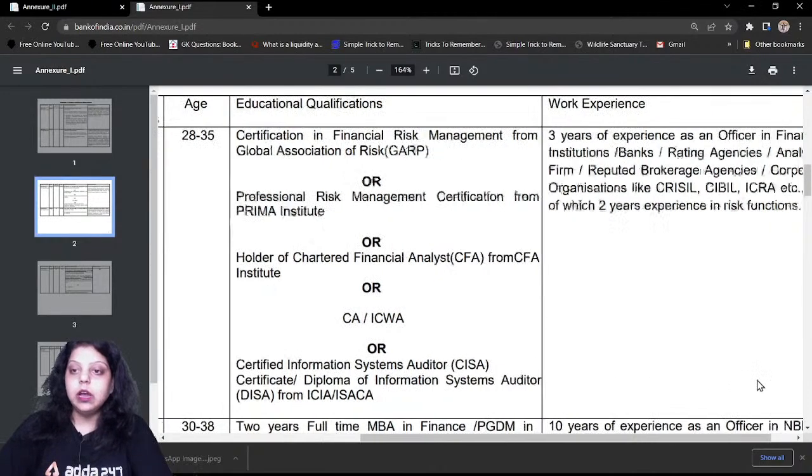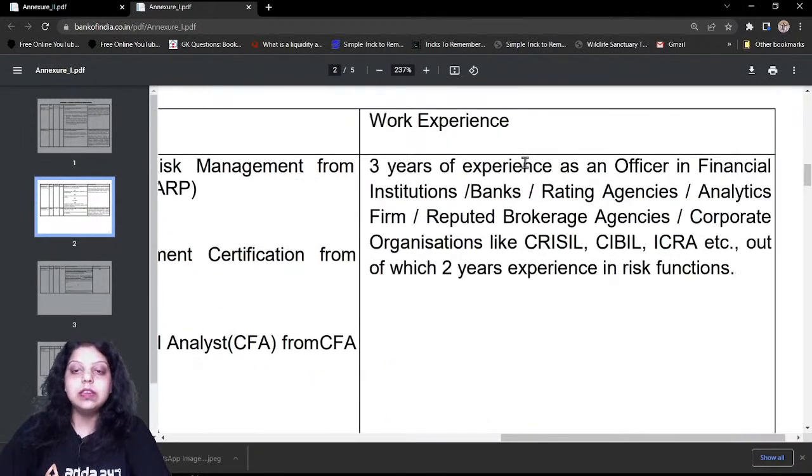Okay, now the next is work experience. They need 3 years of experience as an officer in a financial institution, bank, rating agency, analyst firm, reputed brokers agency, corporate organization like CRISIL, CAIIB, ICRA, ONICRA, SMERA.